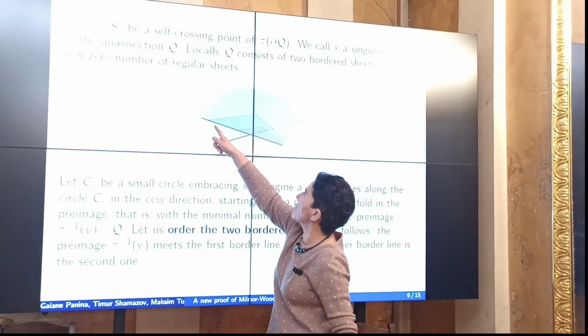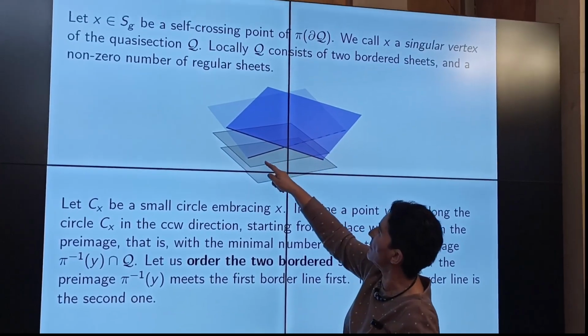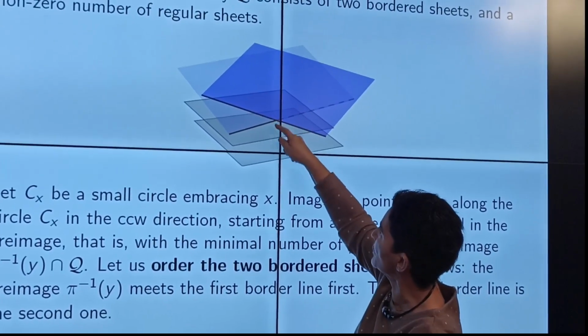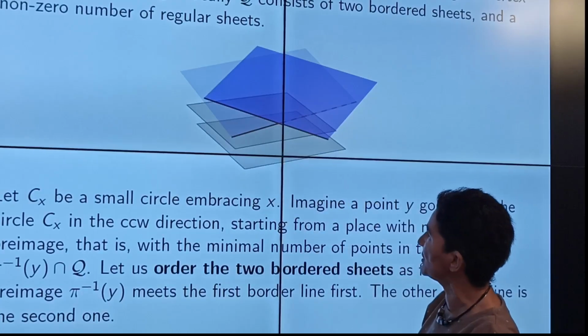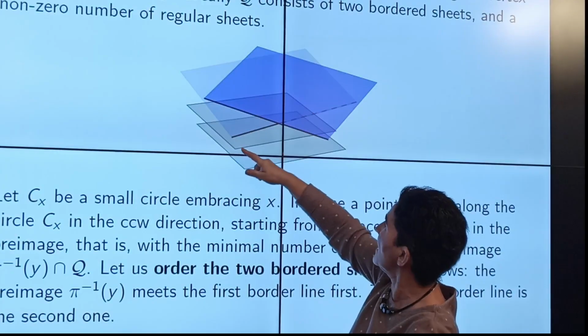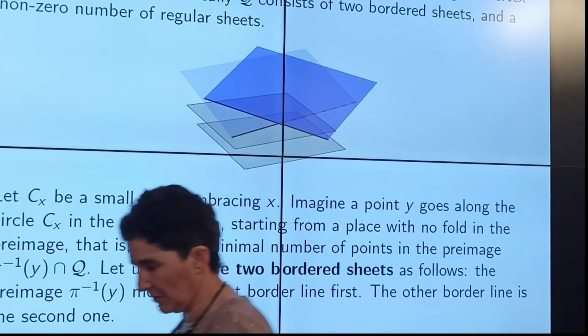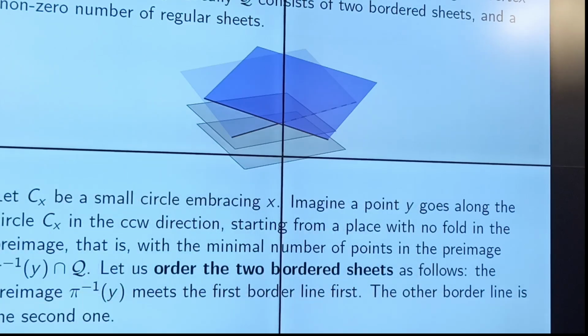So there are two sheets with boundary. These bold black lines show the boundary, and they intersect in the projection. But here there is no intersection. And also a number of regular sheets. So we have some simple combinatorial data.